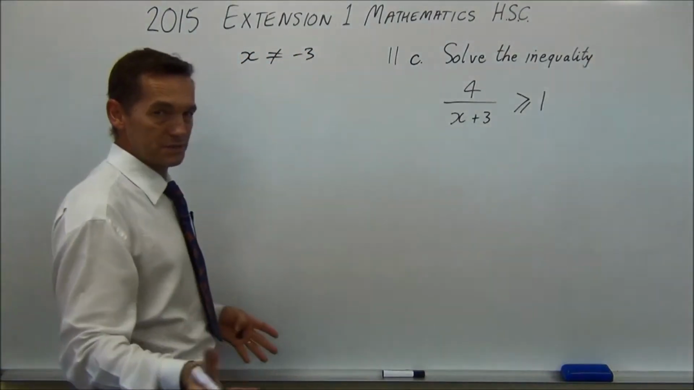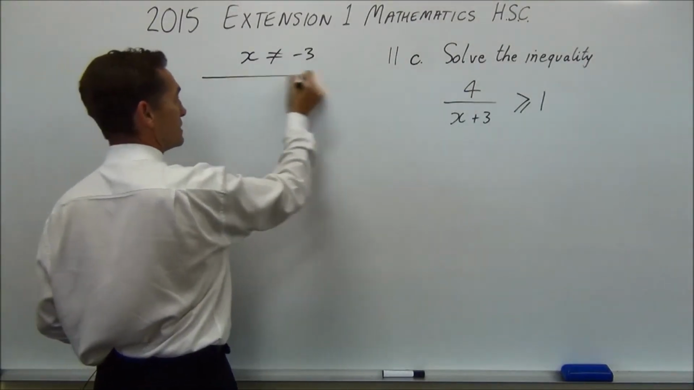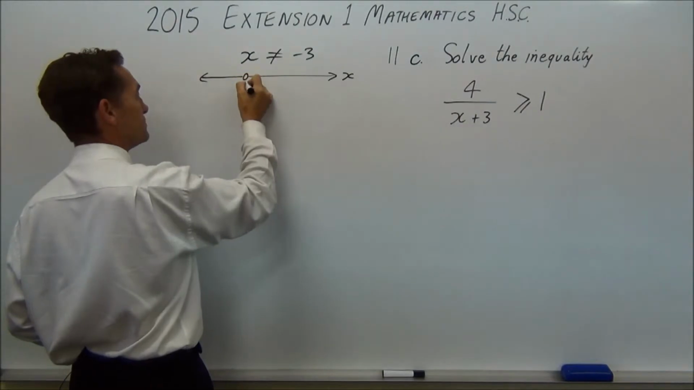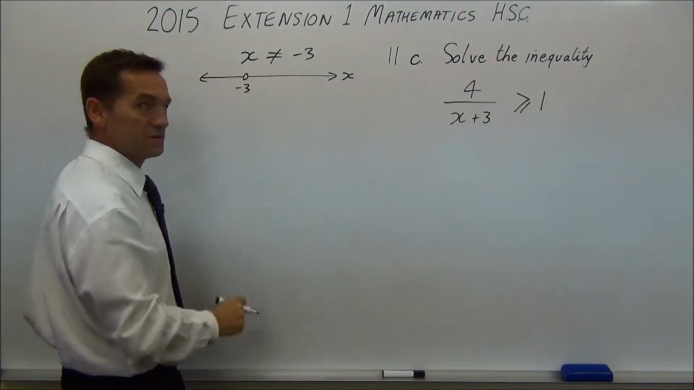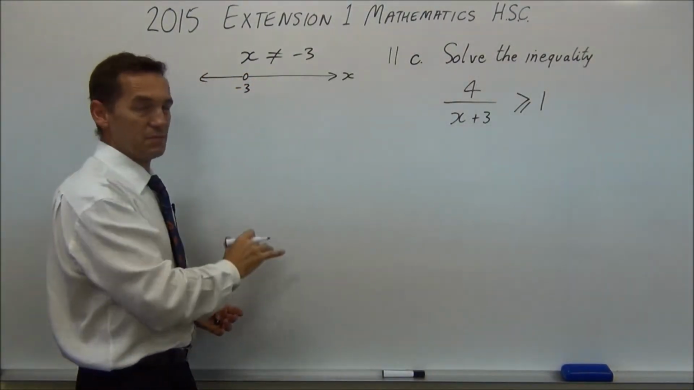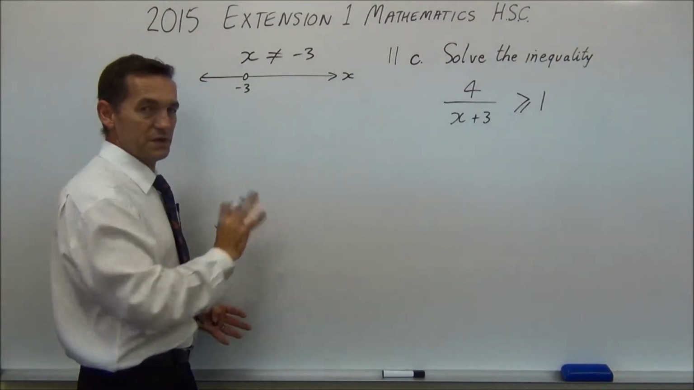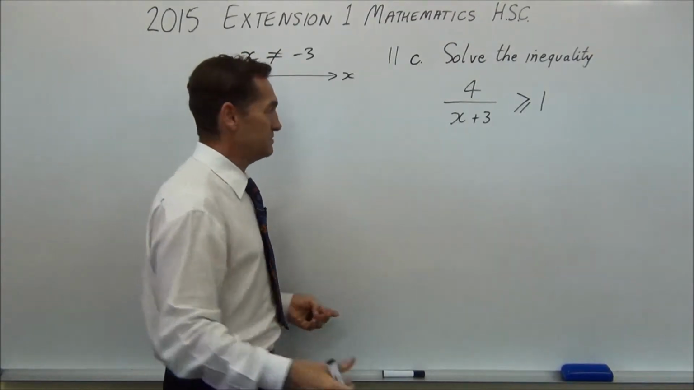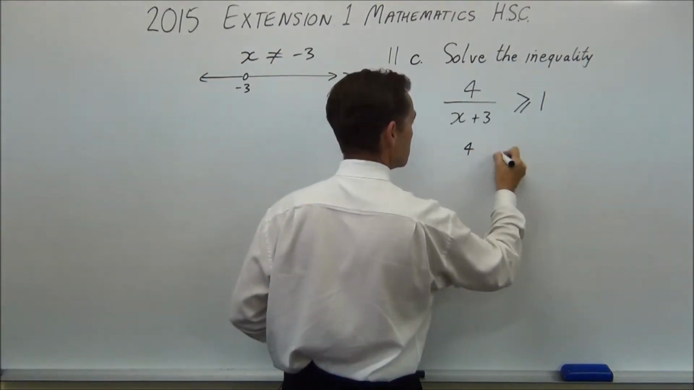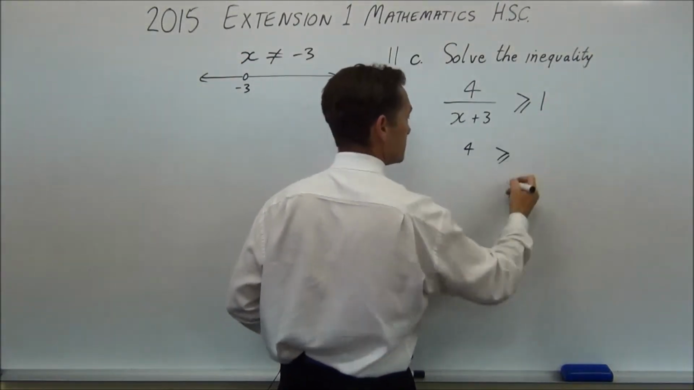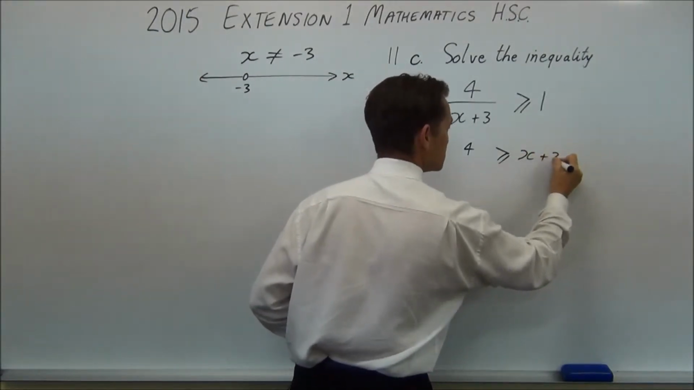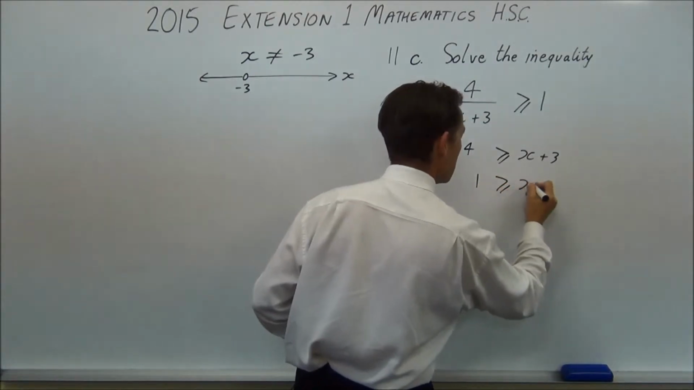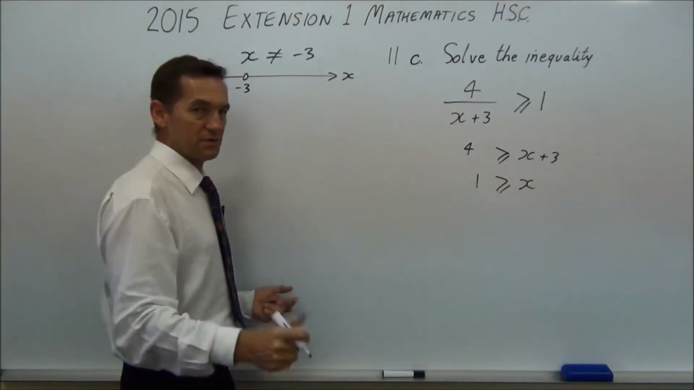Next thing I do is draw a quick number line and put minus 3 on it. Notice I put a 0, or a circle, because x can't be equal to minus 3. That helps you answer the question a bit later on. Now I just solve it the same as any typical algebra question. So 4 greater than or equal to 1 multiplied by x plus 3, take 3 off. And x is less than or equal to 1.